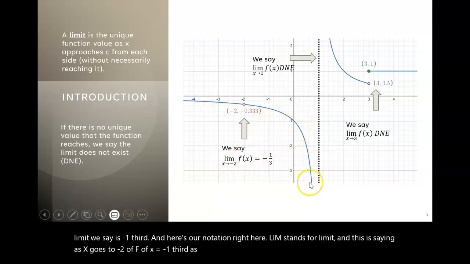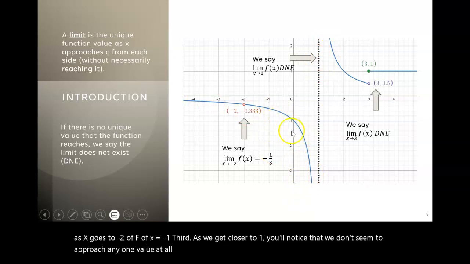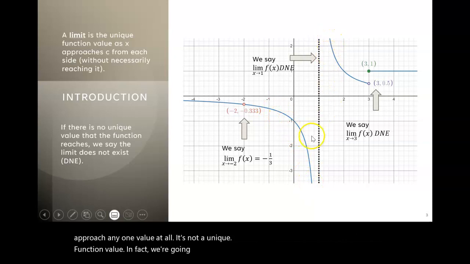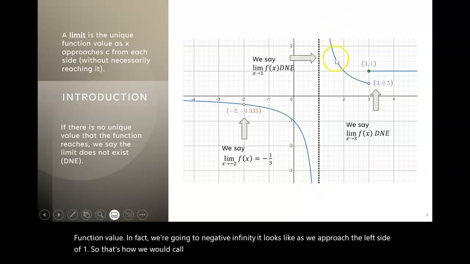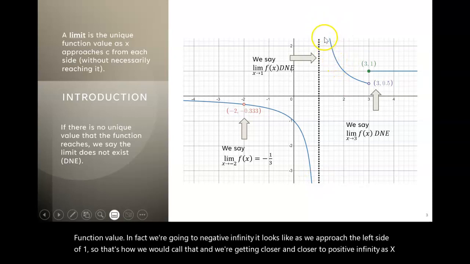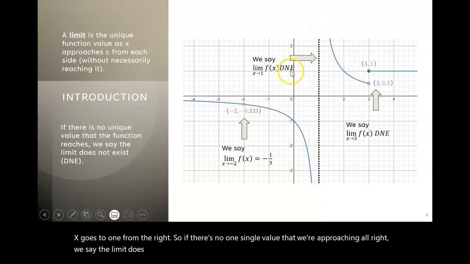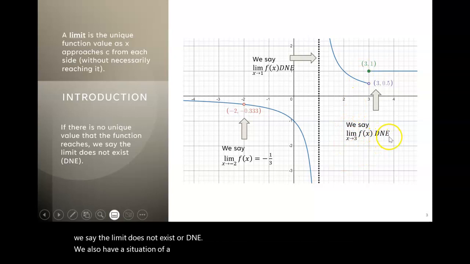As we get closer to 1, you'll notice that we don't seem to approach any one value at all. It's not a unique function value. In fact, we're going to negative infinity, it looks like, as we approach the left side of 1. And we're getting closer and closer to positive infinity as x goes to 1 from the right. So if there's no one single value that we're approaching, we say the limit does not exist, or DNE.